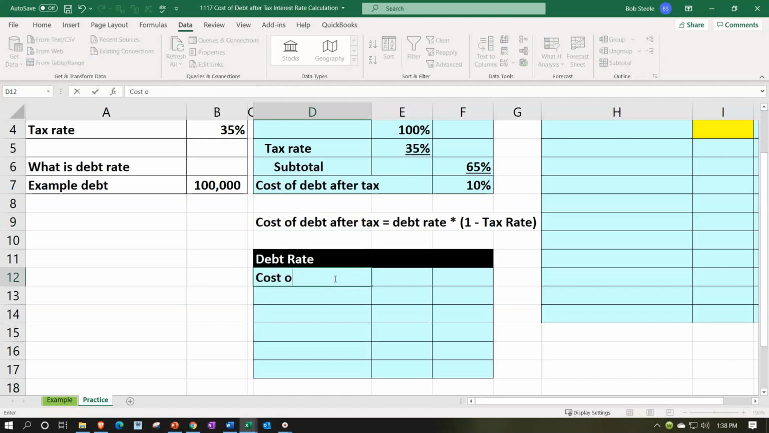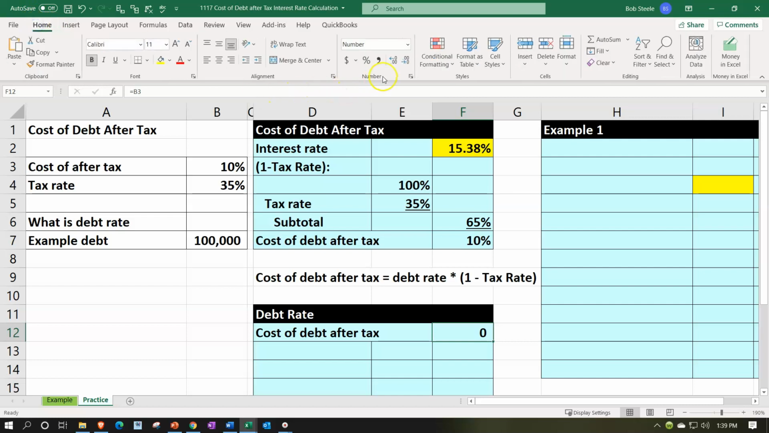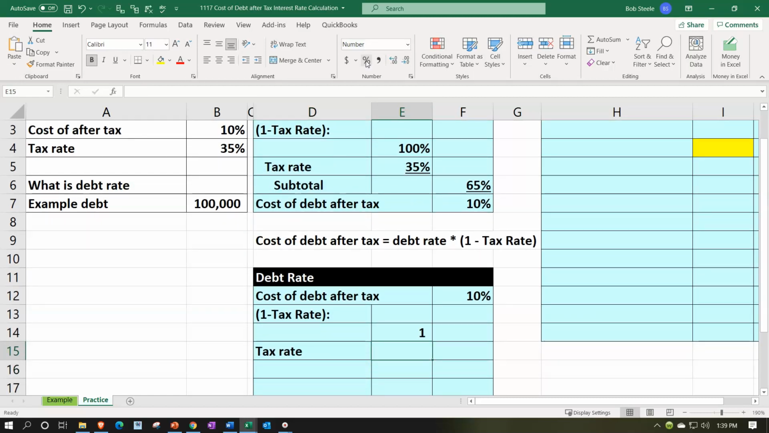We're going to say the cost of debt after tax is going to be the 10%. This is the 10% that we know. I'm going to make that a percent by going to the home tab, number group, percentifying it. And then we have the same information here, which is going to be 1 minus the tax rate, which is going to be 1, and then the tax rate, same thing here, and that's going to be equal to the 35%. Let's percentify these two by going to the number group, percentify. I'm going to underline the second one, font group, and underline.